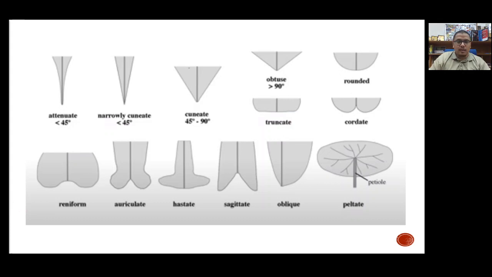This term here, peltate. Peltate means umbrella shape, with the stalk going right in the center. You can explore yourself, look at the plants and leaves around you, look at the base, and try to tell what shapes are there. You can try to differentiate. The shape is sometimes very specific for certain species, even certain families.